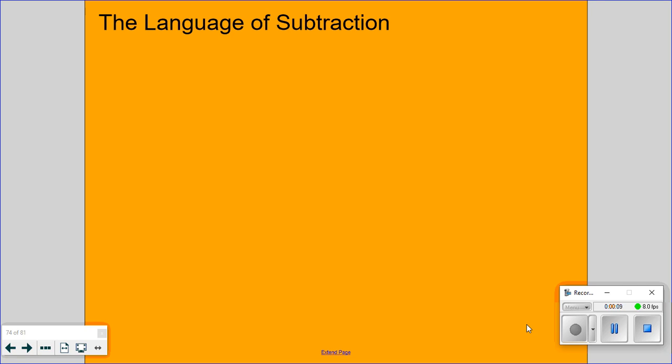Today we are talking about the language of subtraction. Last week we spent a lot of time thinking about addition and what that means, what that sounds like. Today we're going to be talking about subtraction. What do you already know about subtraction? I know you did subtraction in second grade, probably even somewhat in first grade. Put it up, Bryson. What do you already know about subtraction? Rylan, what's something that you know?